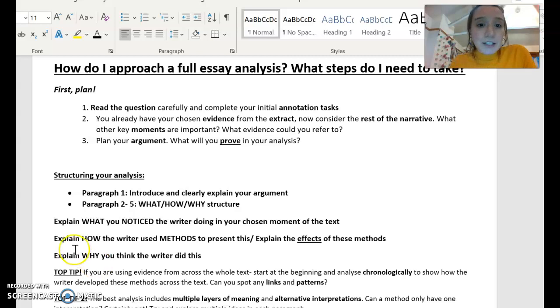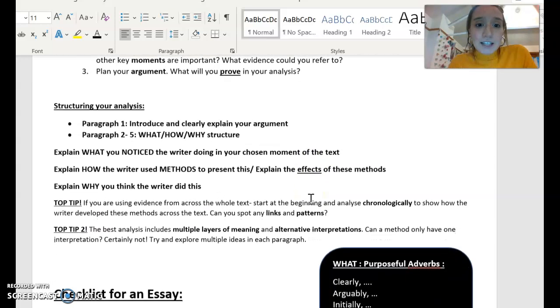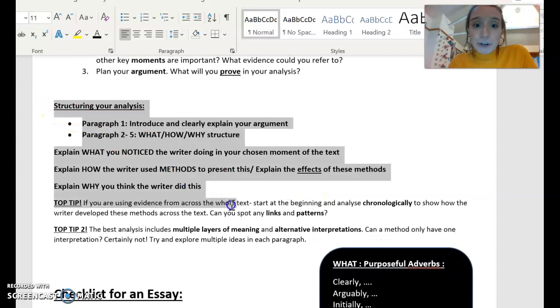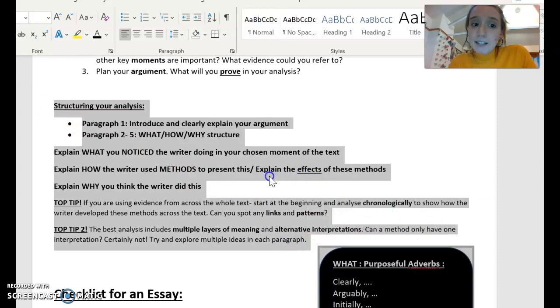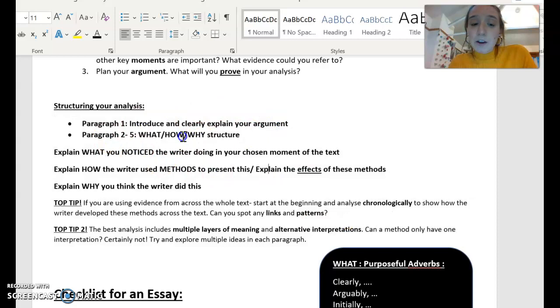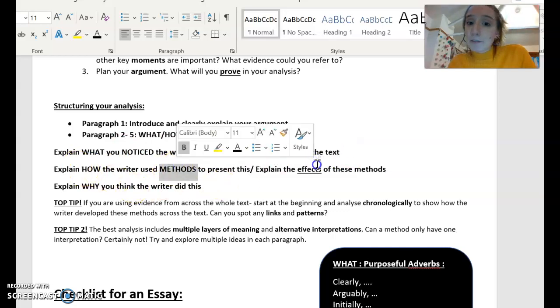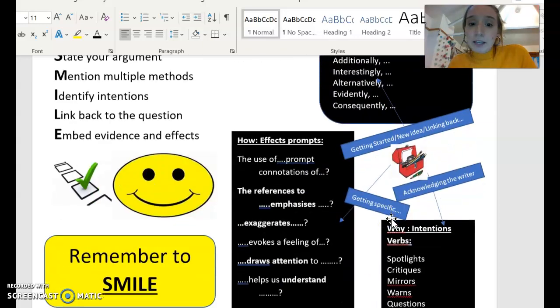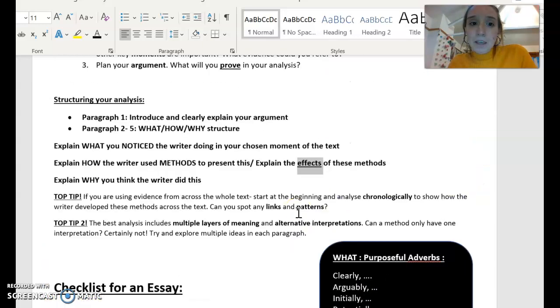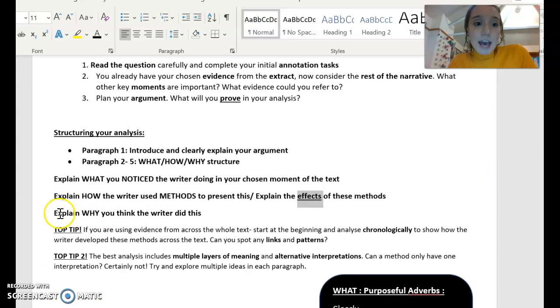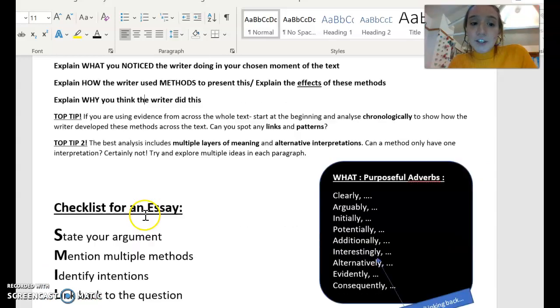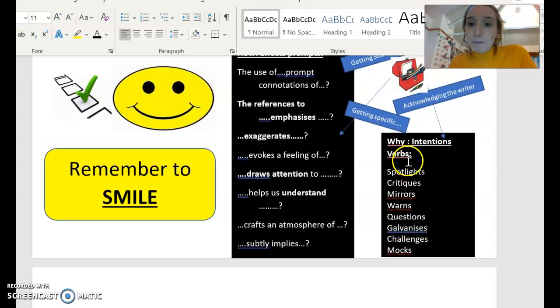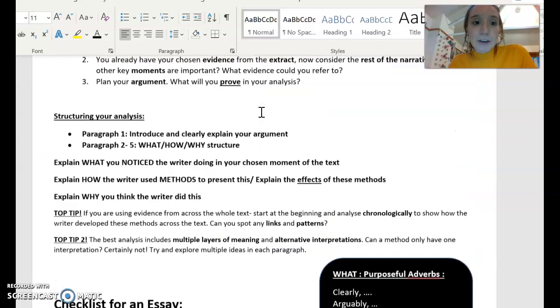So underneath here, we've got structuring your analysis. This is exactly what I just took you through in terms of my own essay. So I started with my argument, and then I did what, how, why. What have you noticed the writer doing in the chosen moment? So beginning, middle, and end of the story. How is the methods and the effects? So I used the effects prompts here, and you can have this with you next Wednesday. And then the why, which is the writer's intention, and your intentions verbs here. Okay, so it's all on there for you.